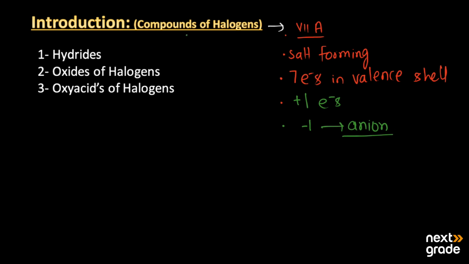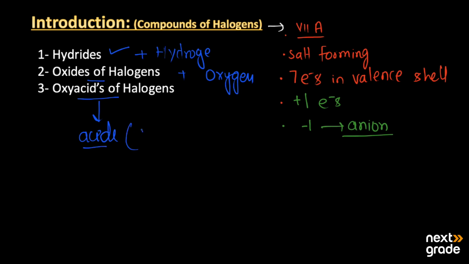And when we talk about its different compounds, they can form three types of compounds. The first one is called hydrides, that is, compounds with hydrogen. Then we have the oxides of the halogens, which are compounds with oxygen, and the third one is oxyacids of the halogens. These are basically acids in which both oxygen and hydrogen combine with the halogens, and after their combination they form acids. These acids are called oxyacids of the halogens.